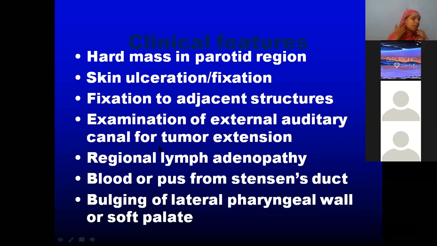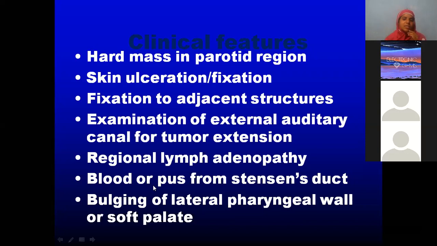What are the nearby lymph nodes we have? Just now I told you: parotid lymph nodes, the cervical group, jugulodigastric. The superficial cervical group of lymph nodes are palpable; jugulodigastric are a little bit deep. If the lymph nodes are enlarged, we have to suspect carcinoma. Through Stenson's duct, basically the salivary secretion should come, but in the oral cavity the person may show blood or pus in the saliva.